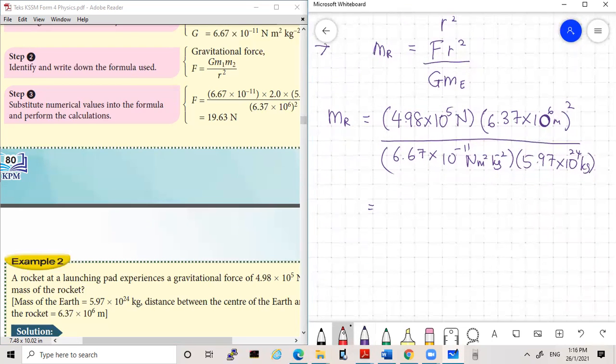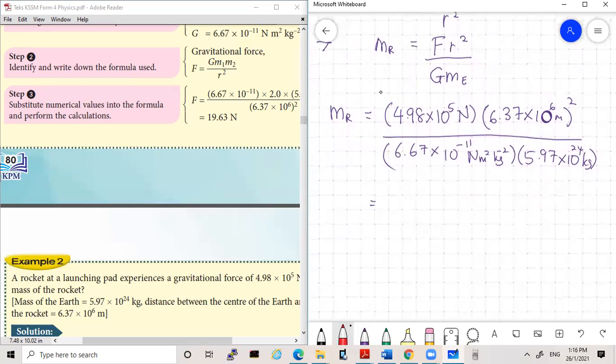Then next step, I will try to solve it part by part. Let's try to solve the upper part first, that means the first one. Just simplify the number so that you will not miss out any numbers, because you need to work with a lot of numbers. So try to work it step by step. Next we try to simplify the upper part first.